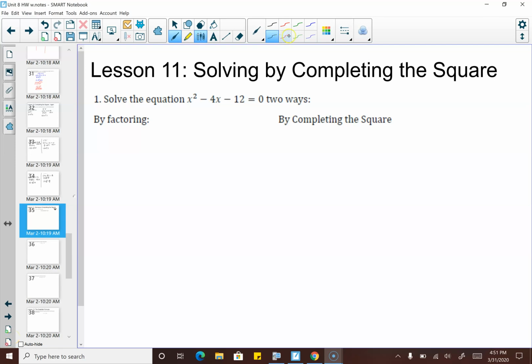In lesson 11, we took our process of completing the square and we learned how to finally solve with it. So now that this first one, we want to solve the equation x squared minus 4x minus 12 equals 0 in two ways. One by factoring and one by completing the square.